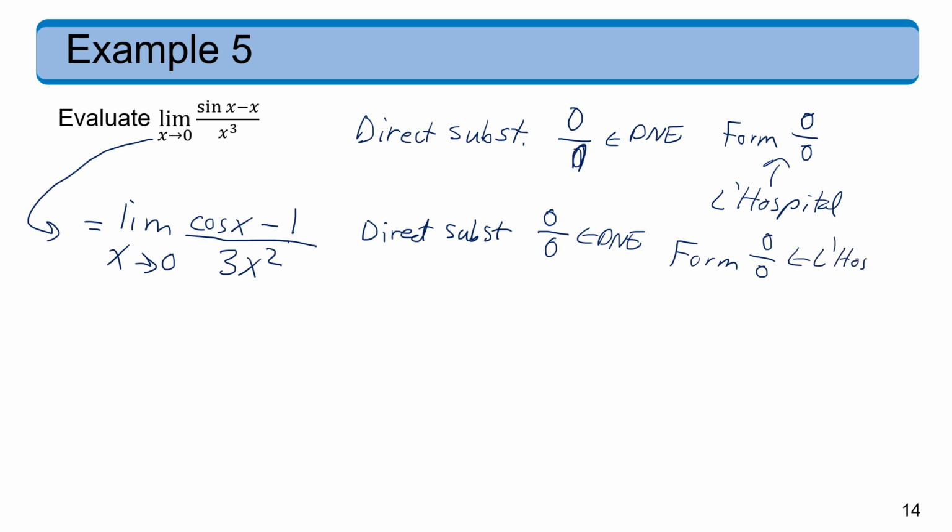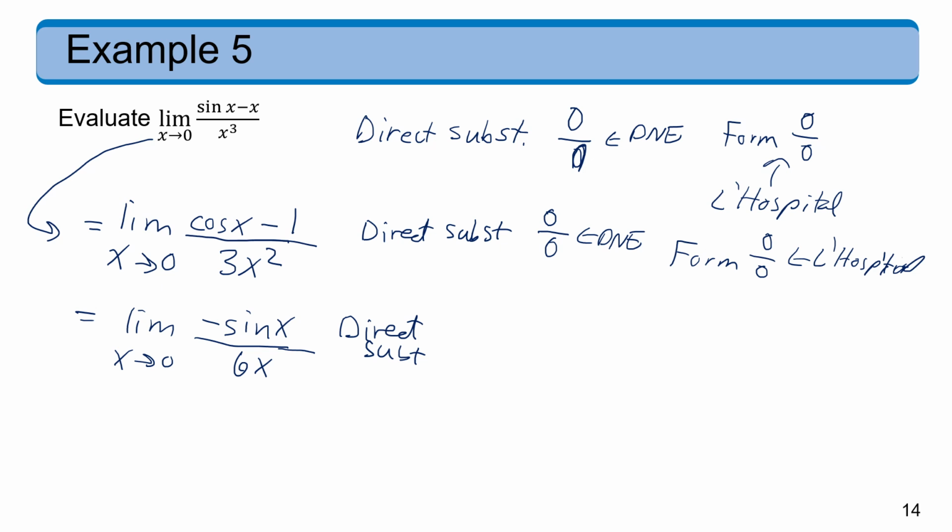Okay, so we're going to try using L'Hopital a second time. We rewrite our limit as a new limit. In the numerator, we take the derivative of cosine, which is negative sine, minus the derivative of 1, which is 0, so I don't have to write that. And in the denominator, the derivative of 3x squared is 6x. We have a new limit. We always try direct substitution first. Well, in the numerator, we get negative sine 0, which is 0. Denominator, 6 times 0, which is 0.